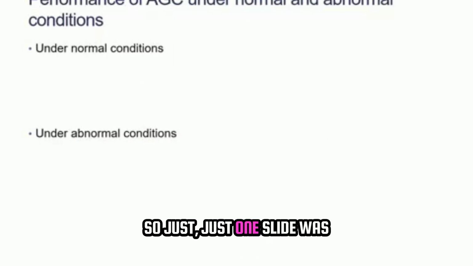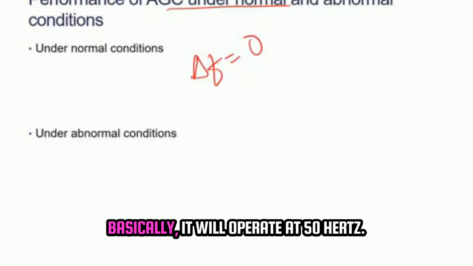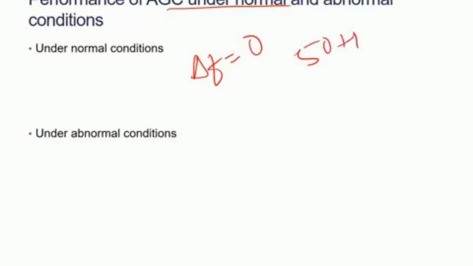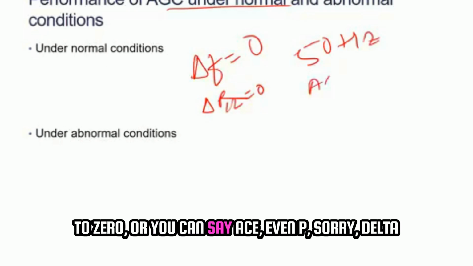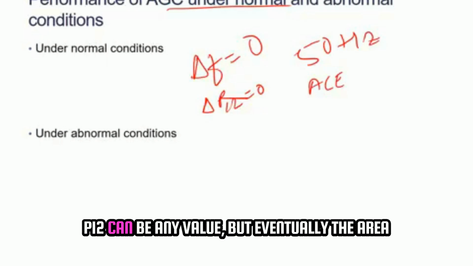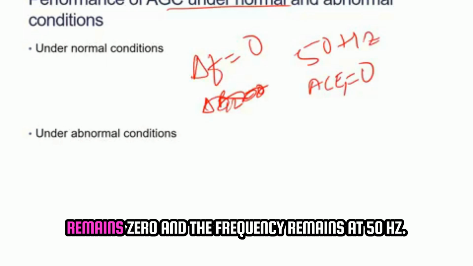So just one slide was remaining before the numerical. That was performance of AGC under normal conditions. Under normal conditions, delta F will be equal to 0. Basically, it will operate at 50 hertz, and this delta P12 will also be equal to 0, or you can say ACE. Even delta P12 can be any value, but eventually the area control error will be equal to 0. So it will ensure that the area control error remains 0 and the frequency remains at 50 Hz.